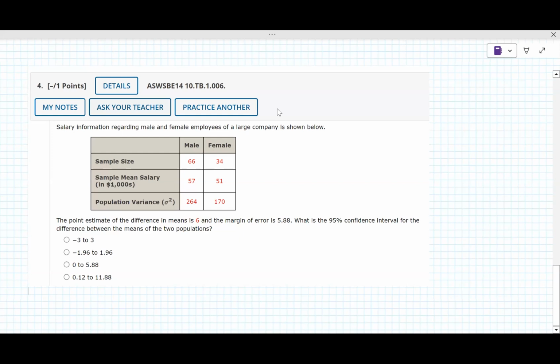Okay. This one says the point estimate, the difference in means, is 6. That comes from the 57 minus 51. That's the difference in means. The margin of error is 5.88. So the margin of error is always added and subtracted to the difference of the mean. So it's always, in this case, 6 plus or minus the margin of error. So in your problem here, it's 6 plus 5.88, 6 minus 5.88.